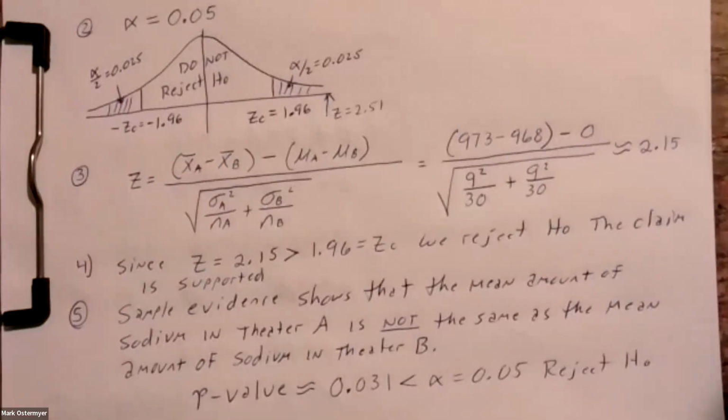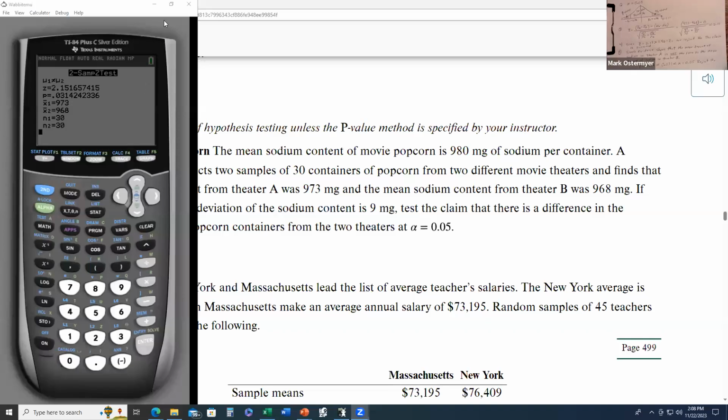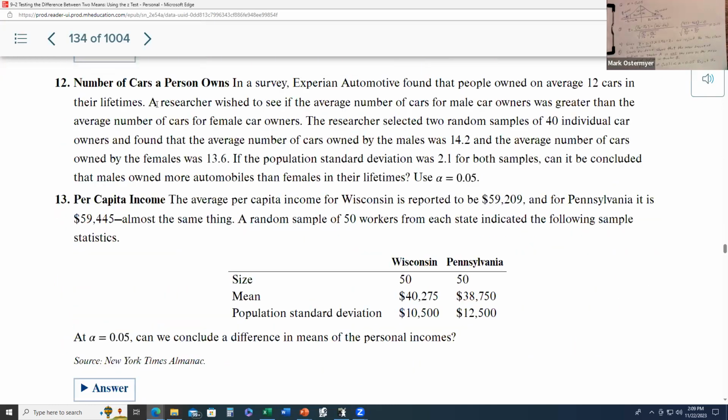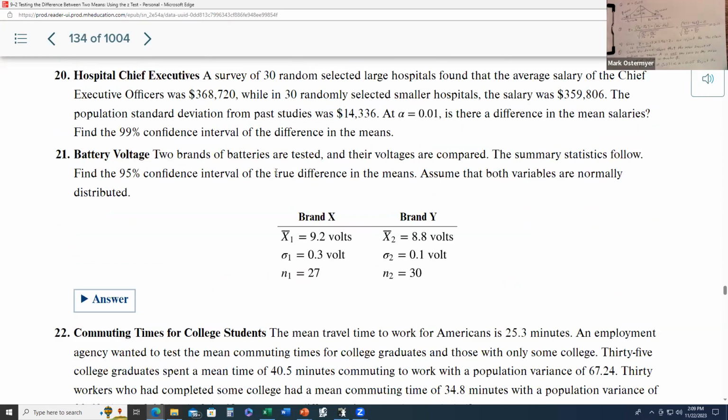All right, how about a confidence interval problem? Let's try one of those. And there is one for us. Problem number 21 is an interesting one. Two brands of batteries are tested and their voltages are compared. The summary statistics follow. Find the 95% confidence interval for the true difference in the means, the population mean. And this is the voltage of the battery. Assume that both variables are normally distributed.